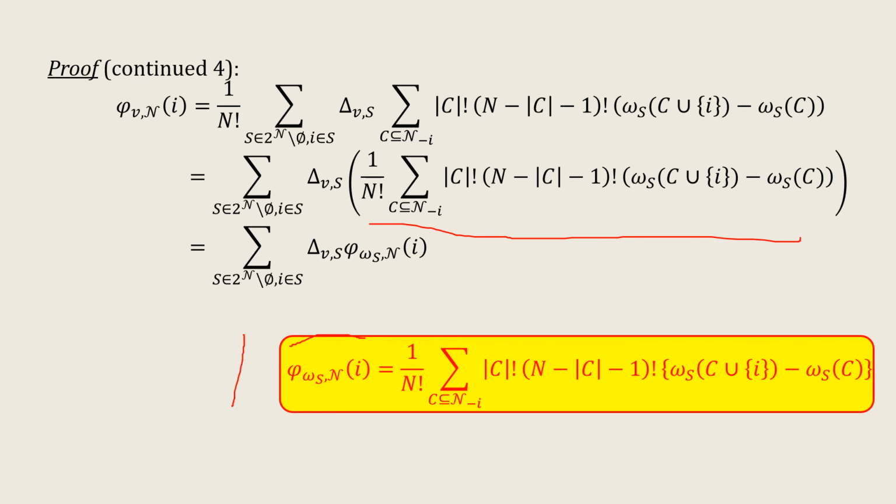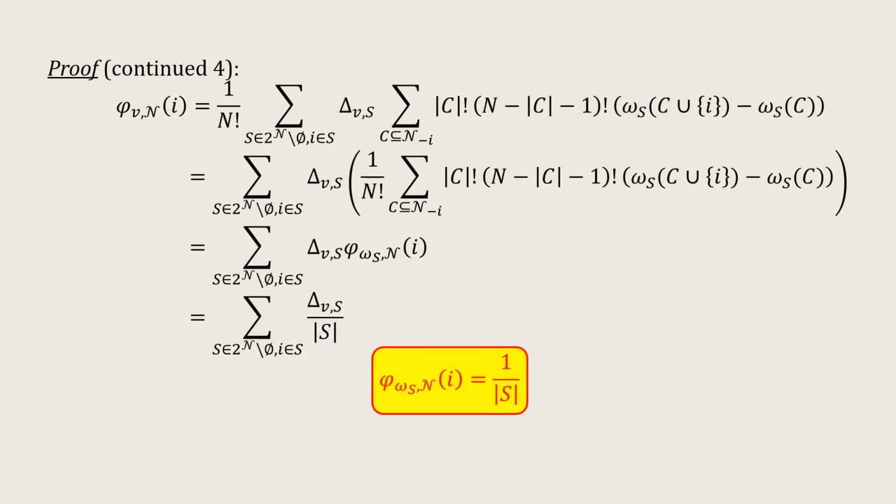From this expression that we've seen earlier, this is nothing but the Shapley value of agent I corresponding to the unanimity function omega S. And then we've already seen that the Shapley value of the unanimity function is 1 over the size of S, and so this is the final expression that we have, and this proves the theorem.